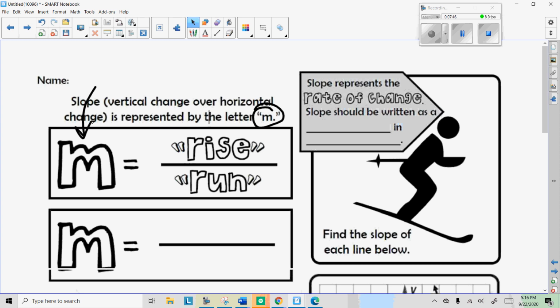So there's some ways you can tell how you find slope. First of all, it is a ratio. It's the vertical change over the horizontal change. So this is another way we can say it, vertical change, or how far up, in case you forgot what vertical means, over horizontal change, how far across.